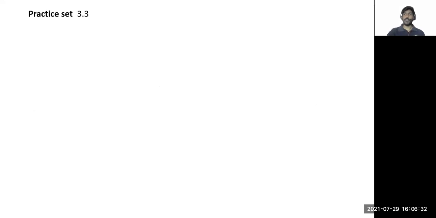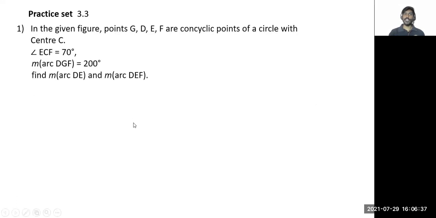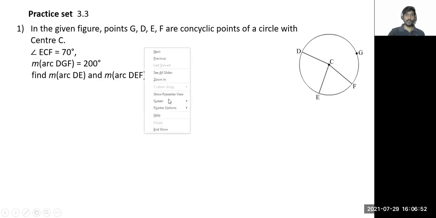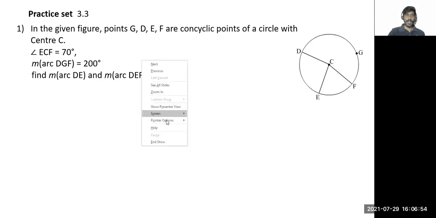Yes, yes, yes. So Practice set 3.3, first one. In the given figure, points G, D, E, F are concyclic. I hope you remember concyclic. Concyclic means lying on the same circle. So points G, D, E, and F are concyclic points, and measure of angle ECF is 70 degrees.